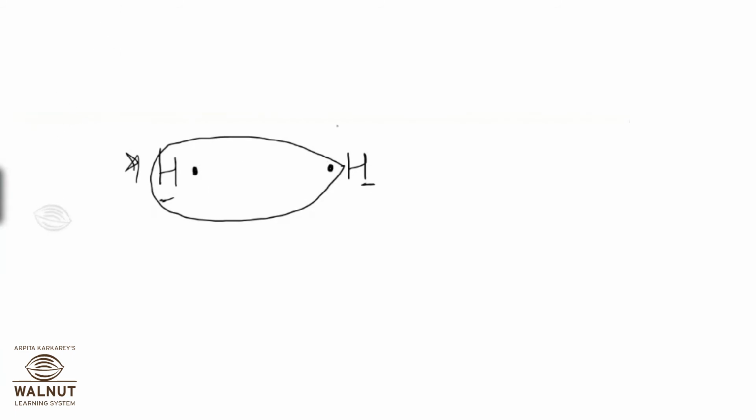Okay. Now what about this? It has one electron. It also needs one electron in order to enter into the duplet state. So in the same way, the other way round, this one electron will be captured by this hydrogen atom.